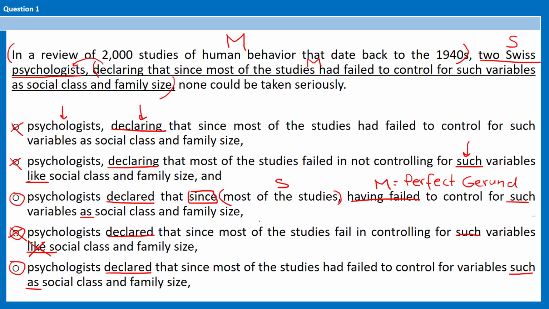Then in the 4th one, which is wrong, we have since again. That's my subordinator. You have the subject most of the studies and the verb failed. And in the last one, you have the same subordinator, the subject most of the studies and the verb had failed. Well, I cannot use having failed. The answer has to be E. I also need to use the past perfect had failed because this action occurred before another action. It happened before they declared. Okay?